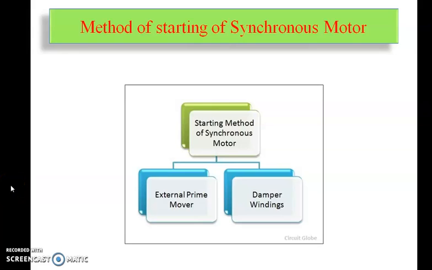Now we will see the methods of starting a synchronous motor. As we know, the synchronous motor is not a self-starting motor, so different methods are used to start it. There are basically two types: first, by using an external prime mover, and second, by using damper winding. Okay, there are two methods, so we will see them one by one.